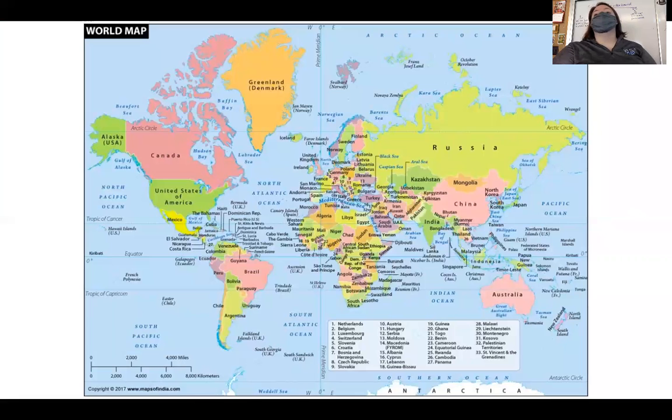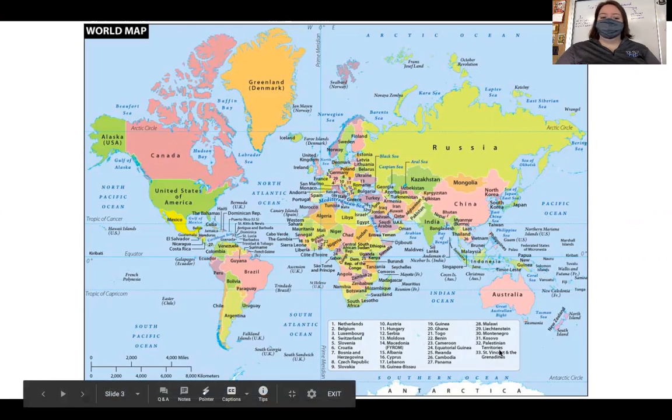It is flat. Somebody said square yesterday. That is also correct. It is square. It is flat. Is it physical? Is it political? Is it a road map? Well, that's okay. That's what we're going to talk about today. Can somebody point out the main components of this map? There's a legend right here. That's a good one. Anything else?